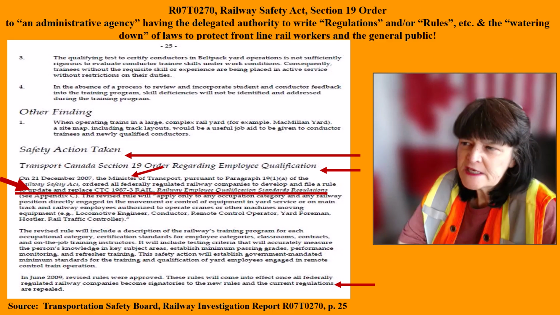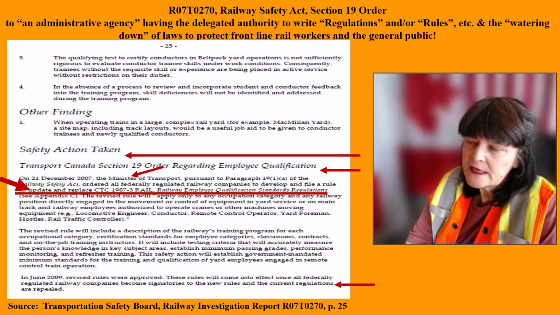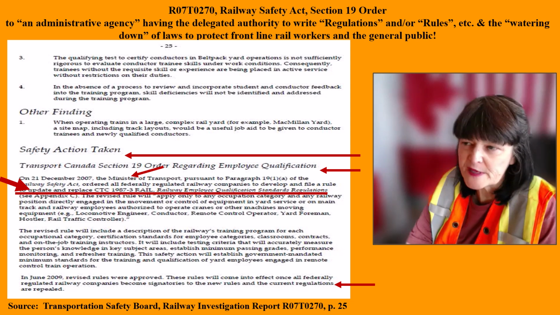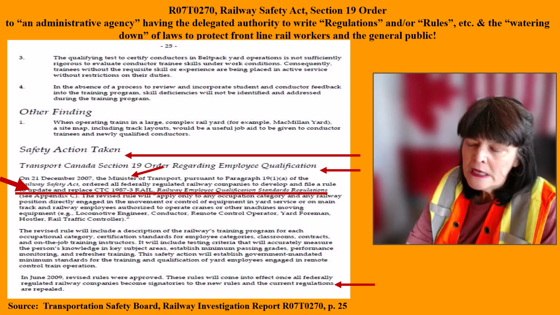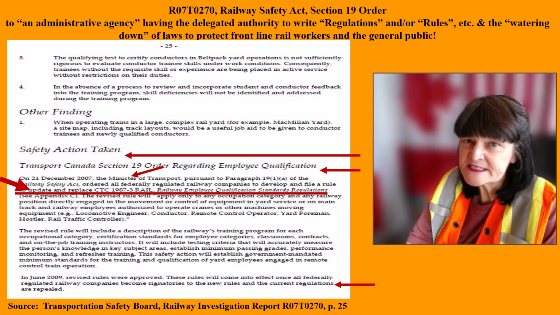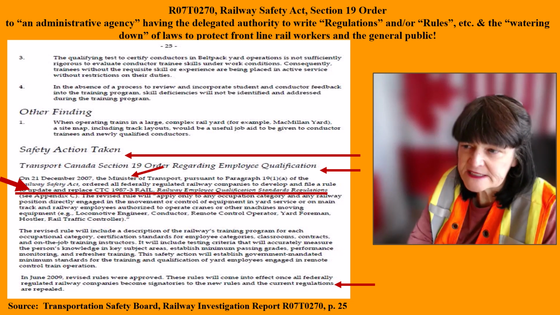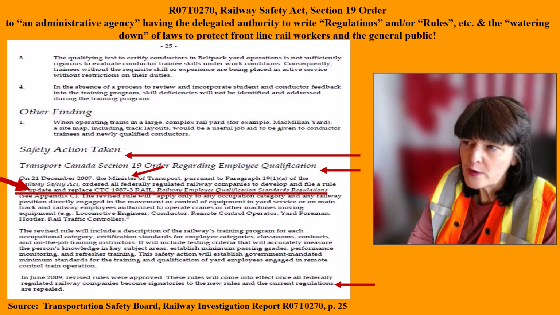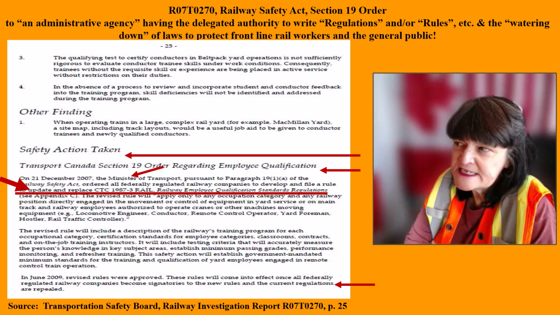Okay, so this particular page comes from Railway Investigation Report R07T0270. And again, that's the critical one throughout all this information that we're going to be going into. But that's the one that has to do with the Mackyard incident outside Toronto in 2007. And this is from page 25 of that report, where under the Railway Safety Act, the Minister of Transportation issued what is known as a Section 19 order.